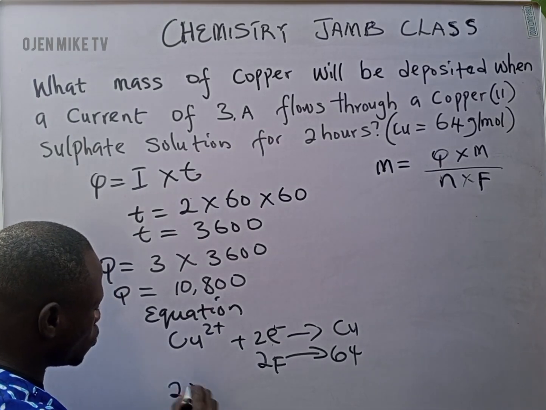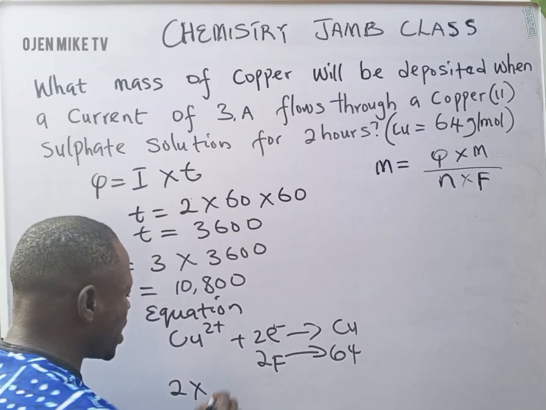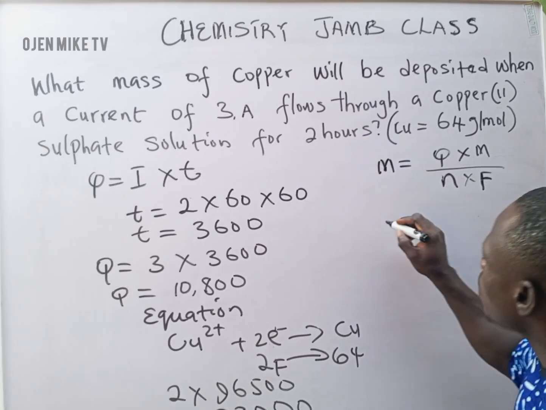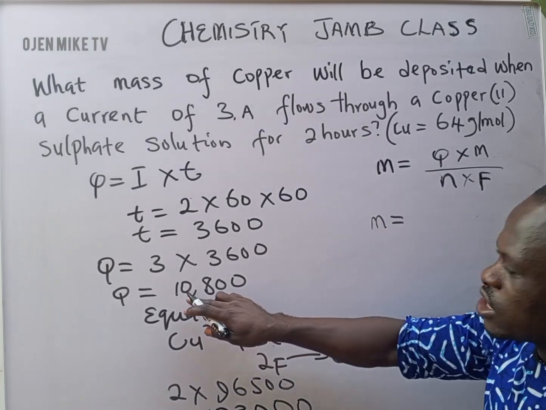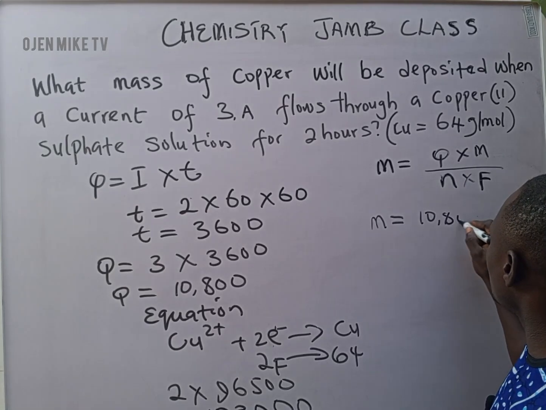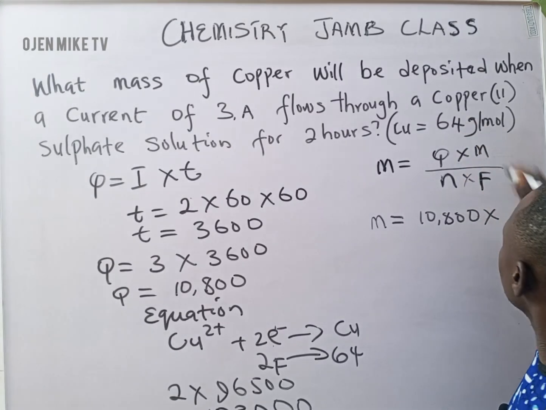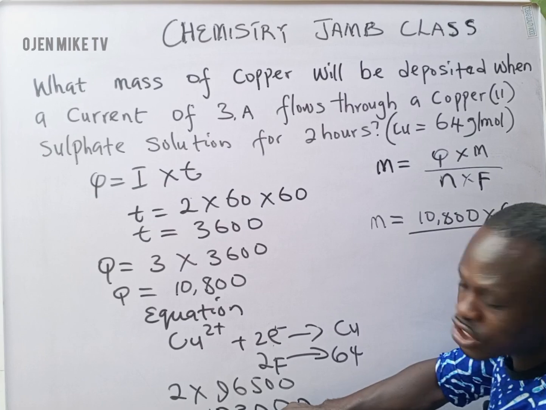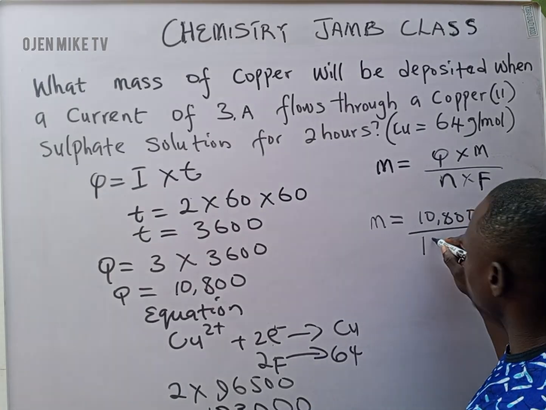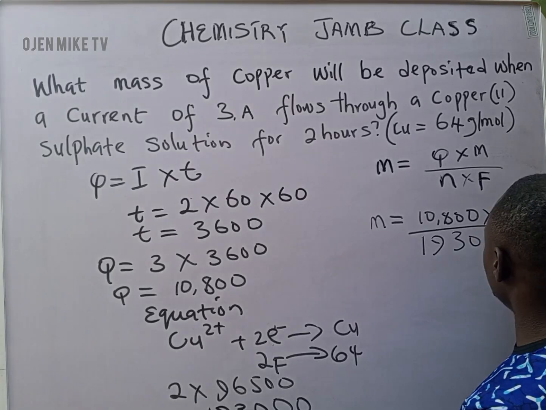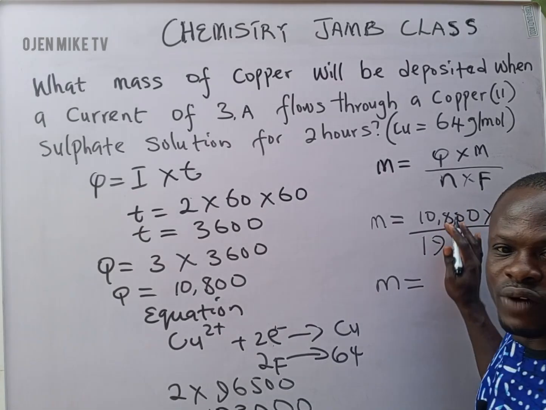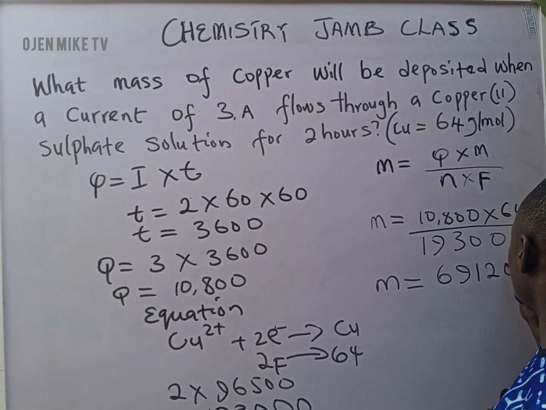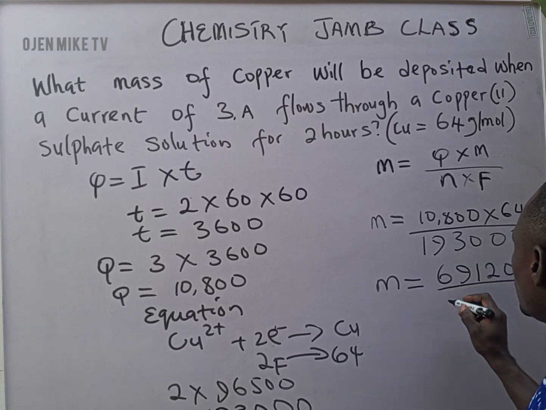But you know that 1 Faraday is constant. 1 Faraday is 96500. This is your answer. Now we put it into our equation. So our mass will be equal to quantity, this is our quantity, 10,800, multiplied by your molar mass, 64, divided by n times Faraday. This is your answer. So 193,000. If you multiply and divide this one by this one, what you are going to have is 691,200 divided by this one.